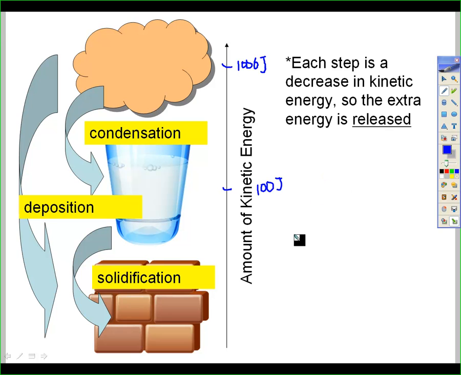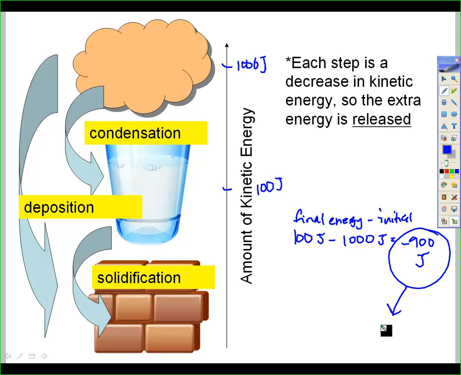final minus initial is my change in energy. So I had 100 joules final energy, minus initial energy, is 100 minus 1,000. So I went down 900 joules. That 900 joules has to go somewhere. It goes to the surroundings. That 900 extra joules is going out of the system into the surroundings.